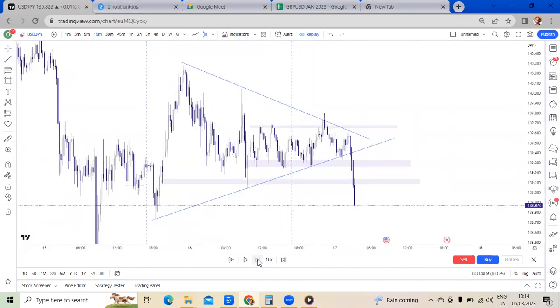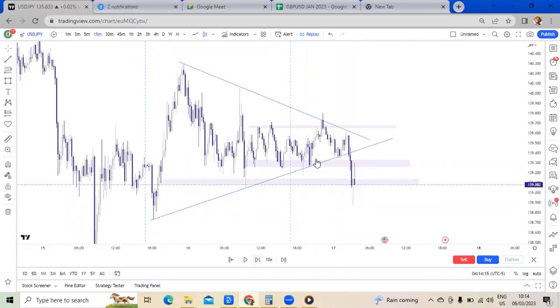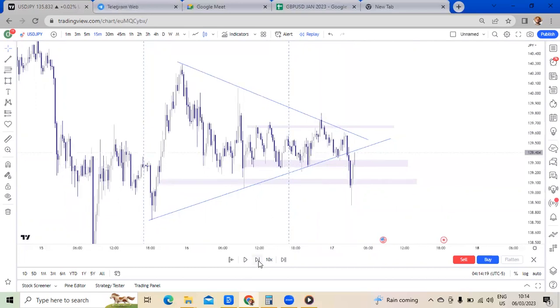Let's see, it's just dropping. Okay, there you get the retest. If I see any bearish sign, I'm going to get involved. Still went higher to retest here. Okay, no bearish sign yet.